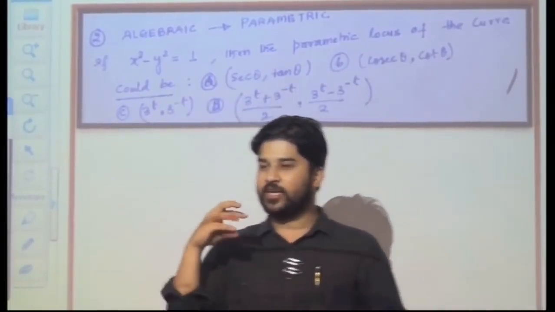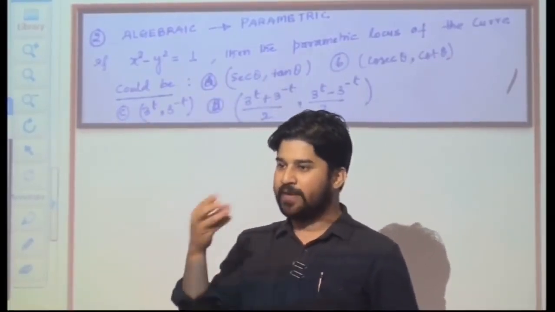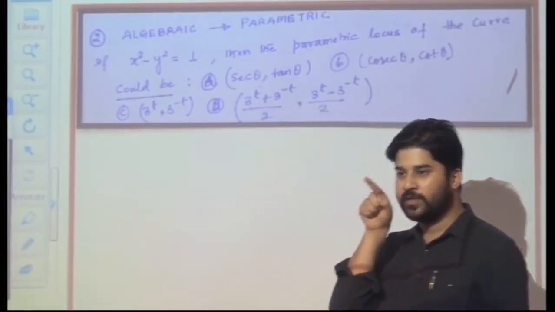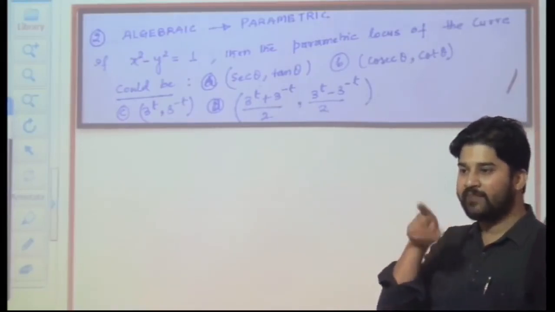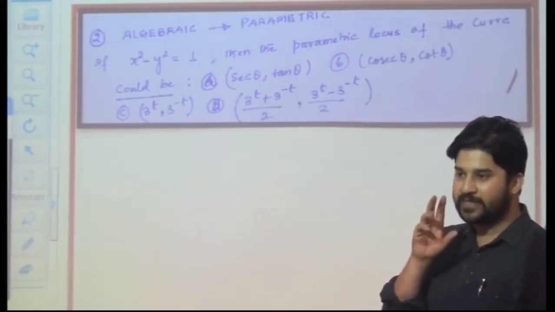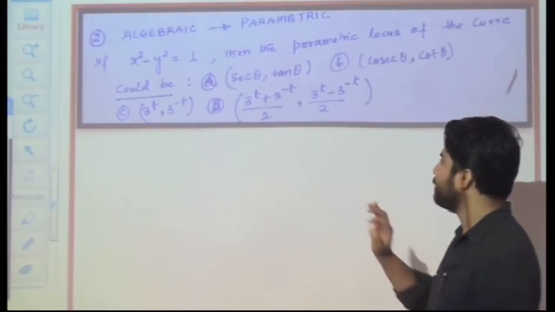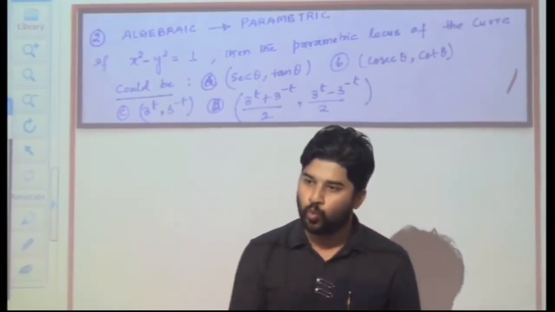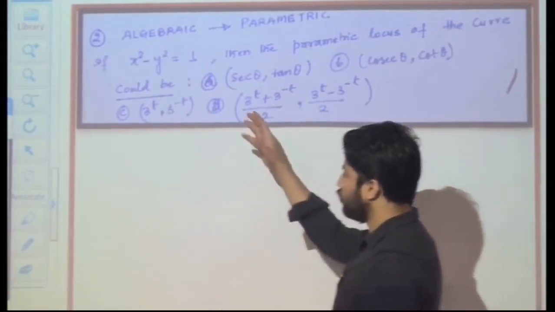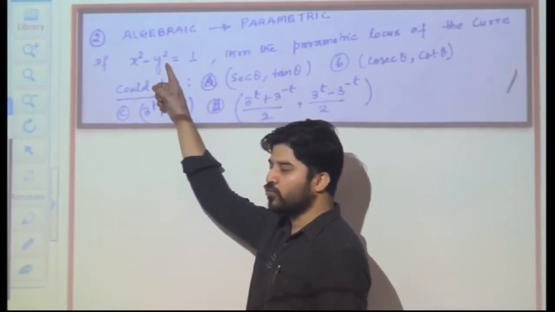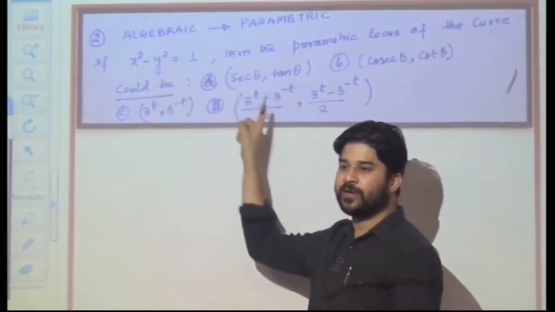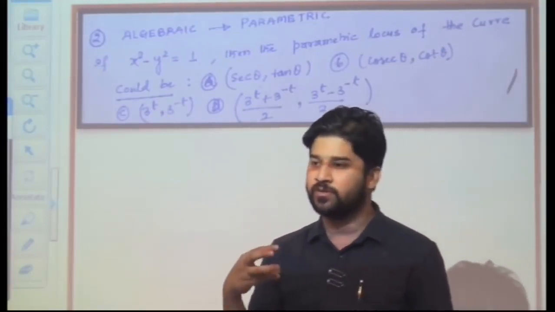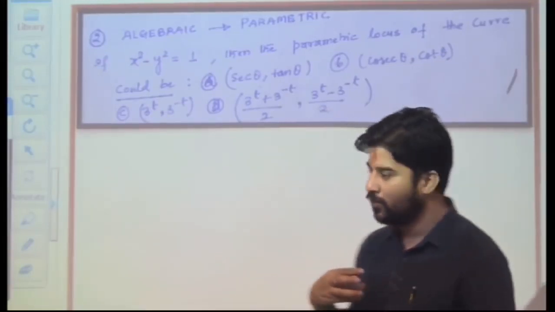See, when I say could be, can be, may be, it means there could be many things, right? So you have to be very focused on the language of the paper also. The language of the paper will also tell you many things about the question, right? Now you see x square minus y square is equal to 1. So there is no one way of going from algebraic to parametric. So we are left with only testing the options.